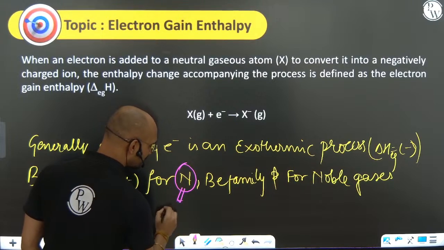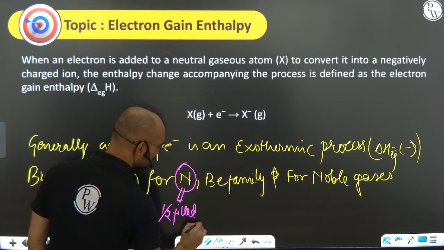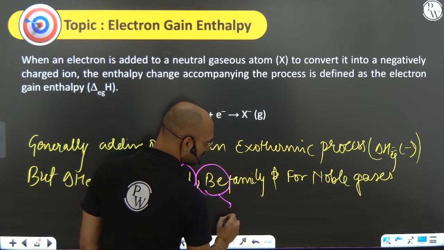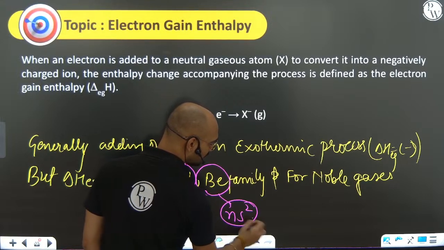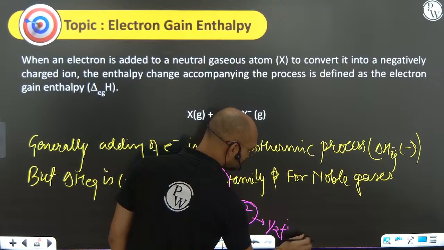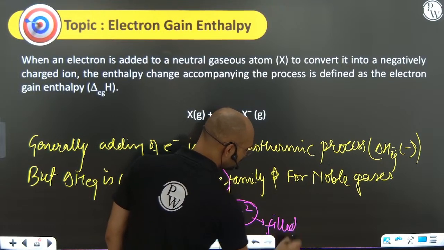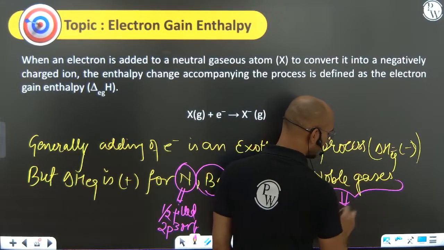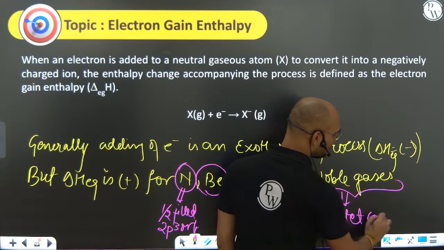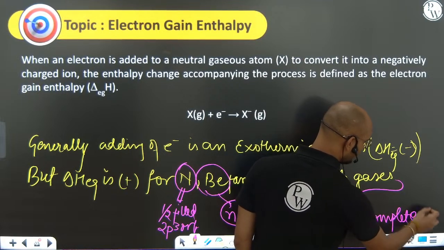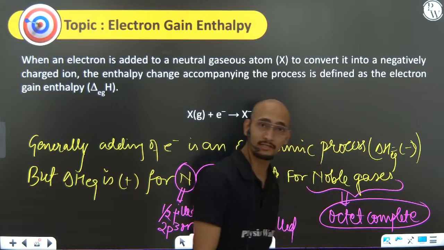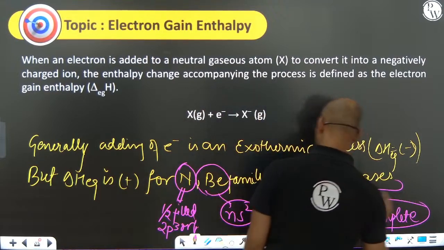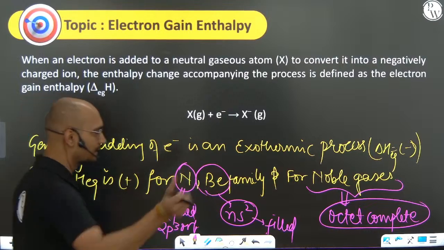Why nitrogen? Because it has a half filled p orbital, half filled 2p3 orbital. Can you see? The beryllium family, because they have ns2. ns2 is fully filled, because the s subshell is completely filled. And what about the noble gases? Because they have a complete octet, which is a very stable electronic configuration, they do not really want to take any electron into it.